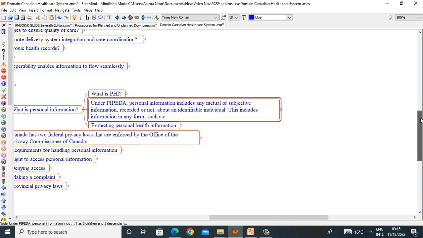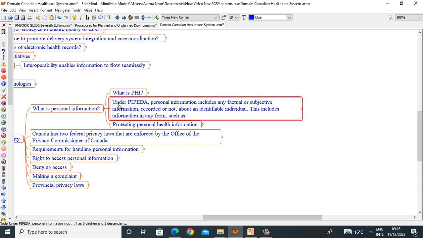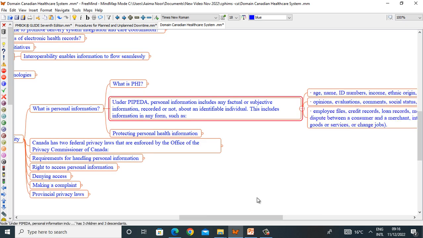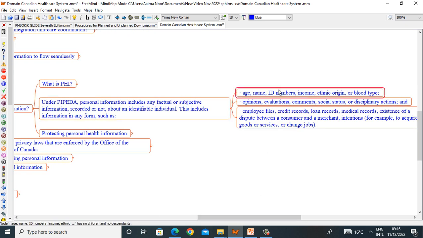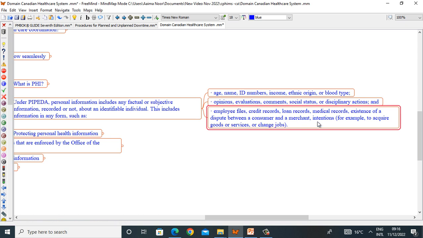Now let's see what is PIPEDA. Under PIPEDA, personal information includes any factual or subjective information, recorded or not, about an identifiable individual. This includes information in any form such as age, name, ID numbers, income, ethnic origin or blood type, opinions, evaluations, comments, social status or disciplinary actions, and employee files, credit records, loan records, medical records, existence of a dispute between a consumer and merchant, intention, for example, to acquire goods or services or change jobs.